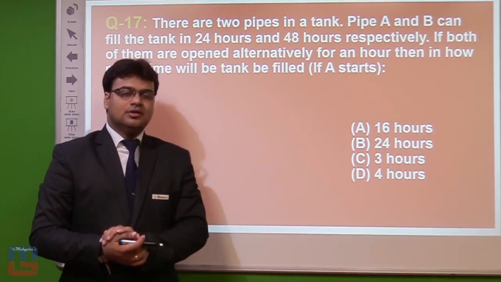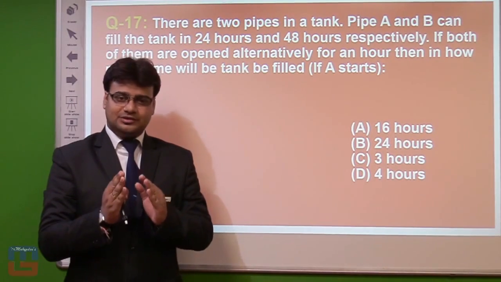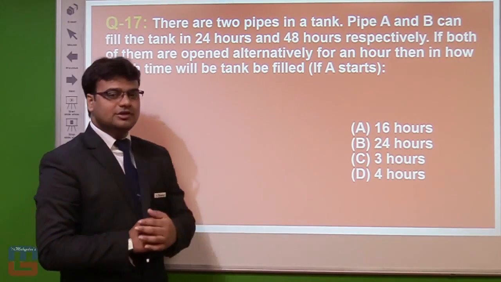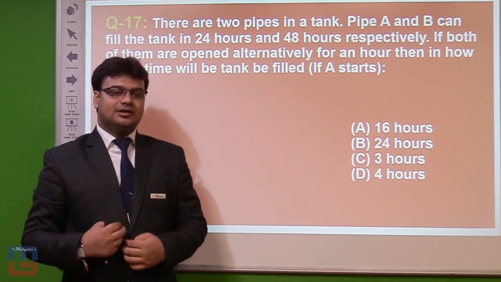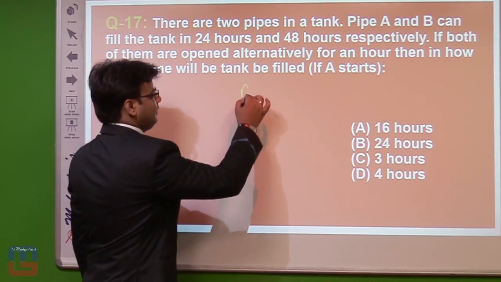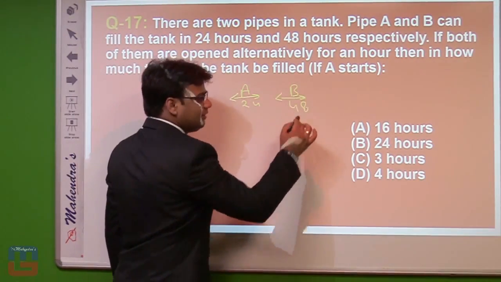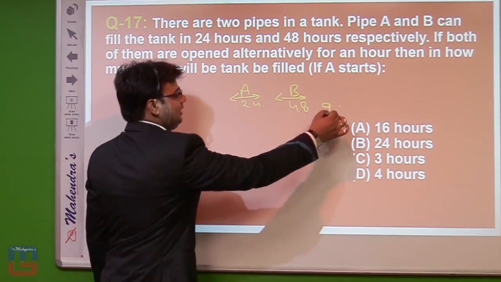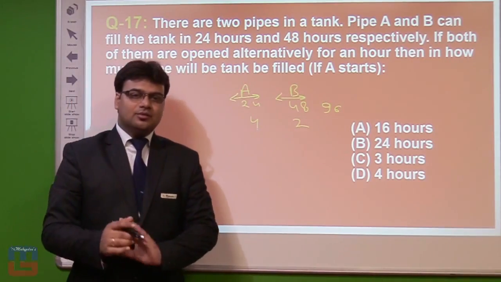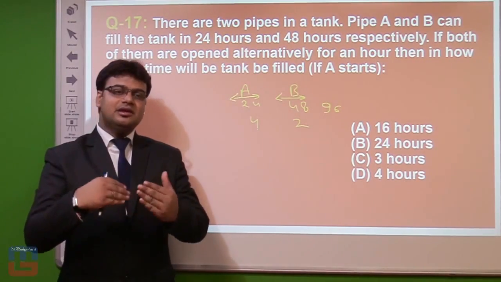Next, this question is based on our pipeline system. The pipeline system's basic concept is the same as the work and time concept. Here the question is that two pipes A and B can fill a tank in 24 and 48 hours. That is, the first pipe can fill in 24 and the second pipe in 48. We simply take the LCM, its LCM is 96, so A is 4 and B is 2. If both of them open alternately, that means first A opens, then B, A, B, A, B, in that sequence.